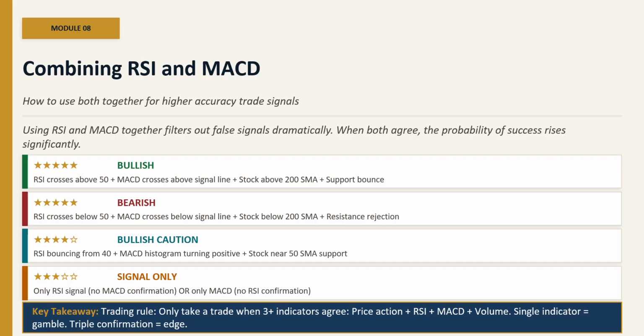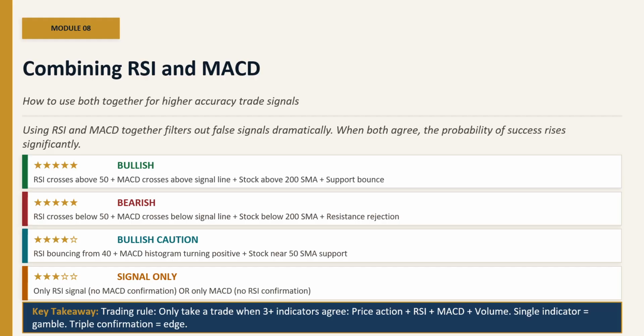Strongest bearish signal: RSI crosses below 50 and MACD crosses below signal line and price is below 200 SMA and price rejected from resistance. All four together equals a high probability short or exit signal.